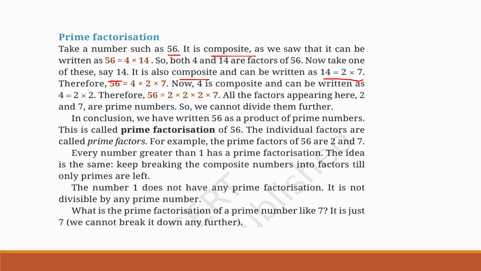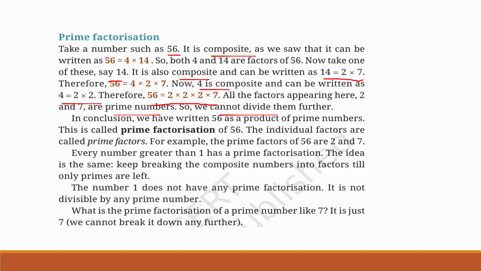Therefore, 56 is equal to 4 into 2 into 7. Now 4 is composite and can be written as 4 equal to 2 into 2. Therefore, 56 is equal to 2 into 2 into 2 into 7. All the factors appearing here, 2 and 7, are prime numbers. So, we cannot divide them further. We can stop here.